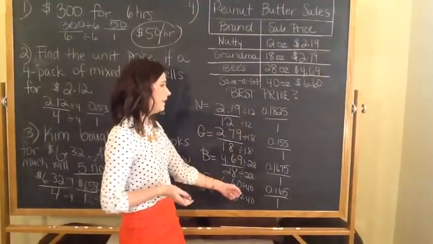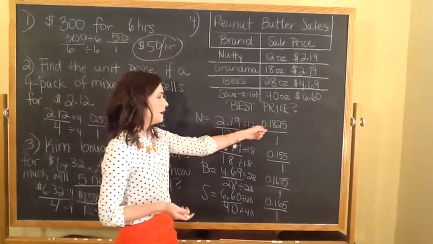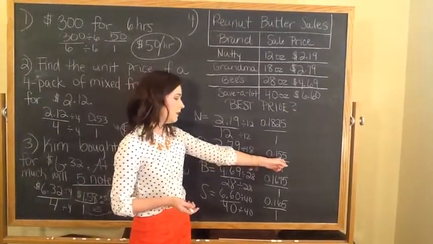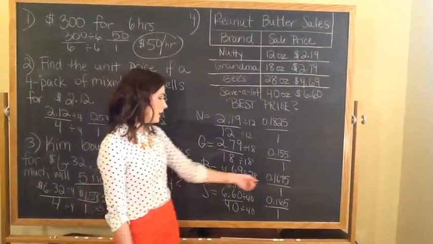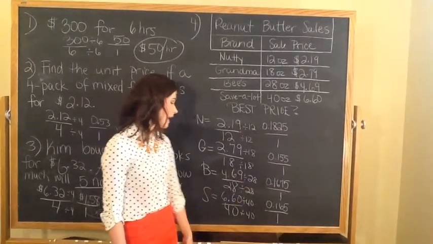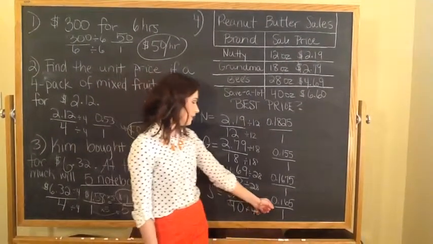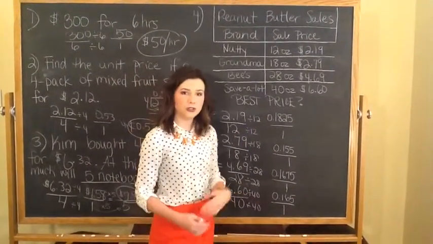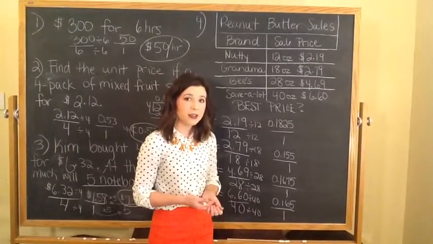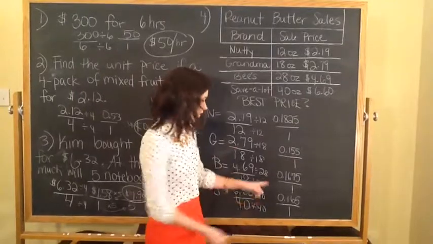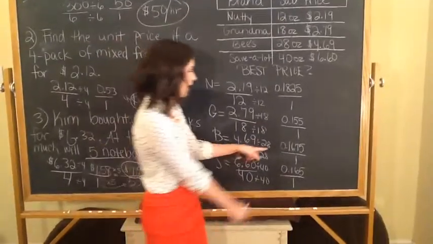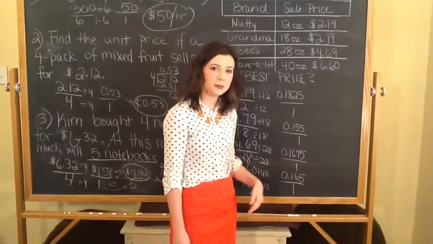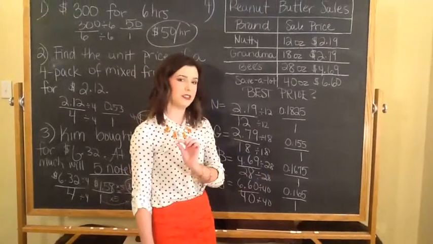Alright, so once you go ahead and divide it all out, you'll figure out that for the Nutty brand, it's about 0.1825 per ounce. For Grandma's brand, it's 0.155 per ounce. For Bees brand, we have 0.1675 per ounce. And then the Save-A-Lot brand is 0.165. So the reason why I didn't completely round it to the nearest cent yet is because I wanted to see if we were getting really close. Because if you see the Bees brand and the Save-A-Lot brand, if I would have rounded them, they would have looked like 17 cents both, because this one would round up and so would this one. And you wouldn't be able to see that there's a tad difference between them.